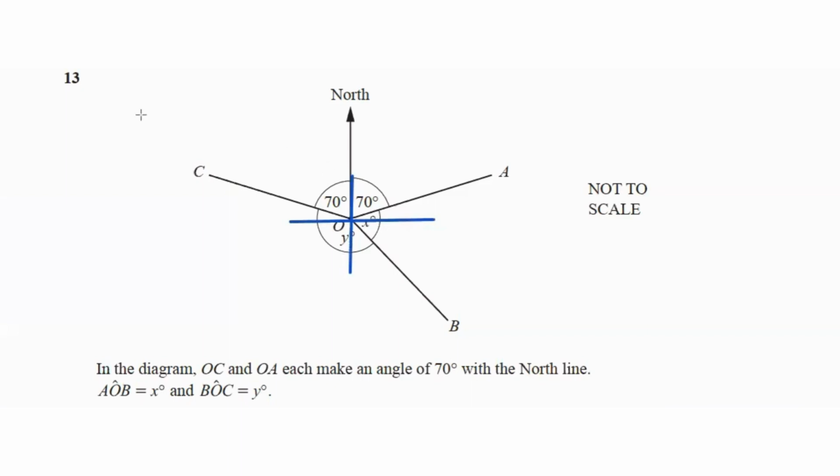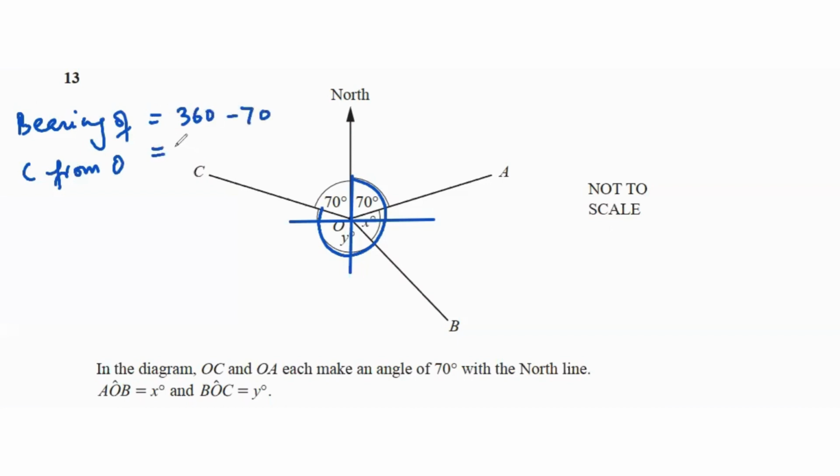Which is all of this. So we do bearing of C from O. That's going to be 360 minus 70, which is 290.